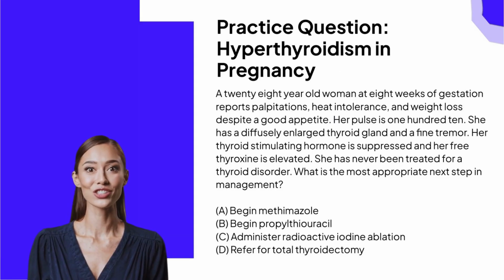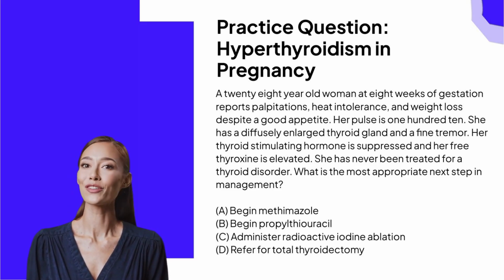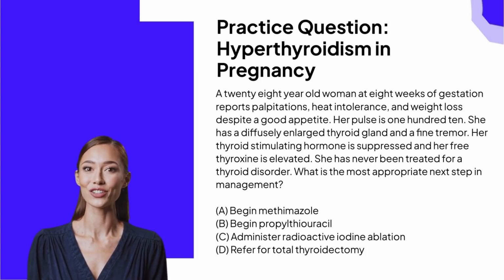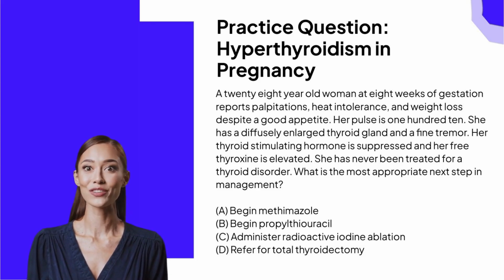Here's our second question, and it rewards catching a single detail. A 28-year-old woman at 8 weeks gestation reports palpitations, heat intolerance, and weight loss despite a good appetite. Her pulse is 110. Exam shows a diffusely enlarged thyroid and a fine tremor. Her thyroid-stimulating hormone is suppressed and her free thyroxine is elevated. She's never been treated. What's the most appropriate next step?